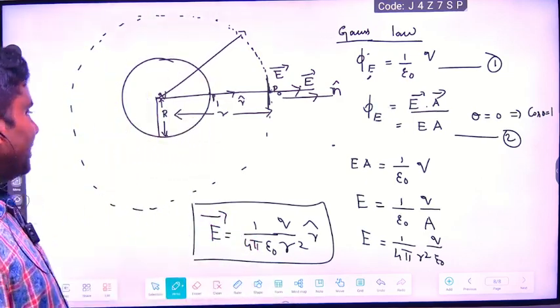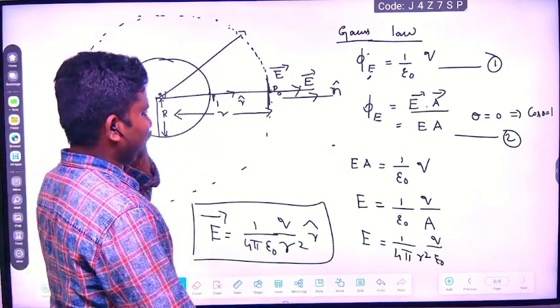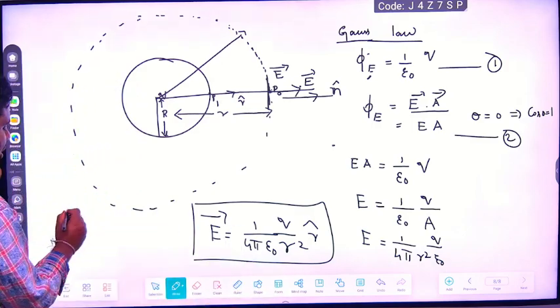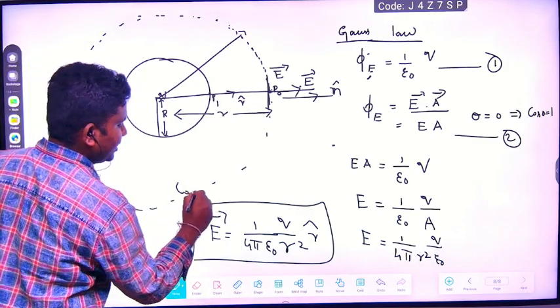Now, if you take the electric field on the surface, this is one. If you take the electric field on the surface, for example, you take this case 1.